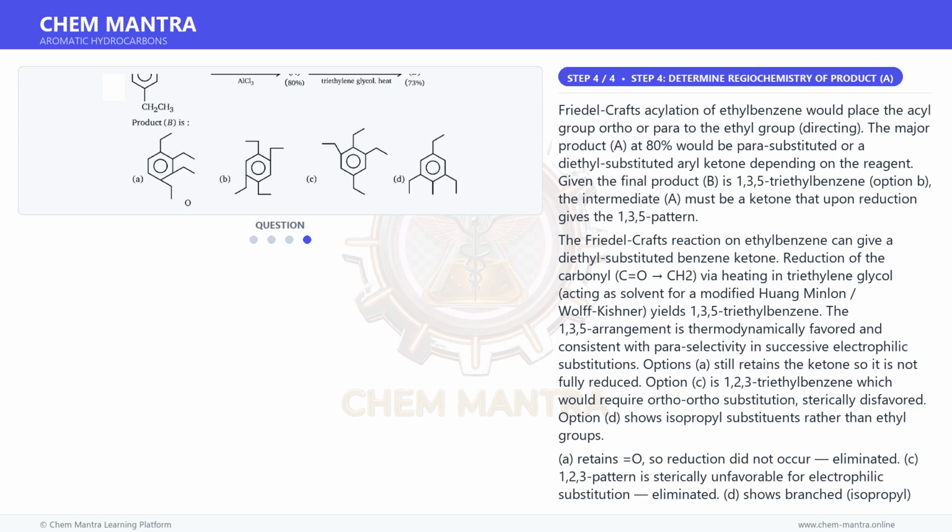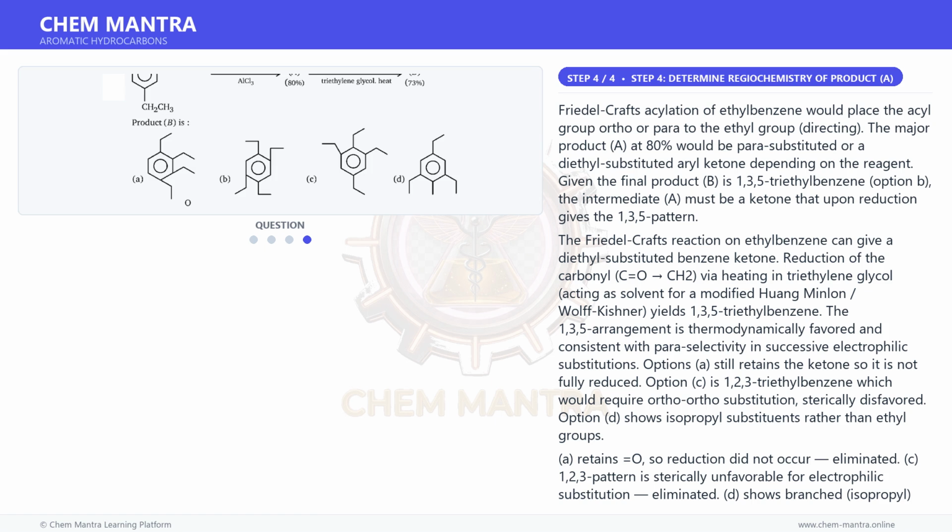And for the final step, Friedel-Crafts acylation of ethylbenzene would place the acyl group ortho or para to the ethyl group, directing the major product. A, at 80%, would be para-substituted or a diethyl-substituted aryl ketone depending on the reagent. Given the final product, B, is 1,3,5-triethylbenzene, option B, the intermediate, A, must be a ketone that upon reduction gives the 1,3,5 pattern.